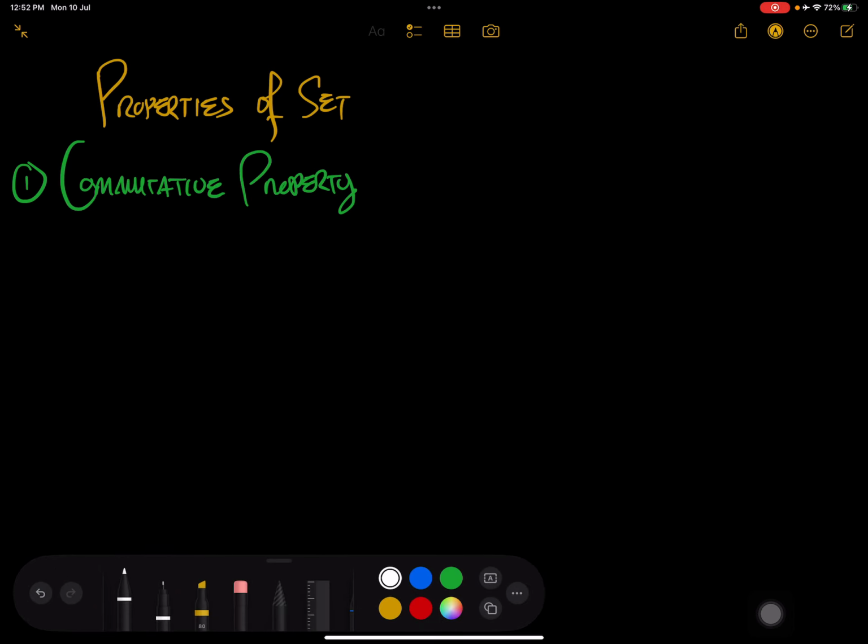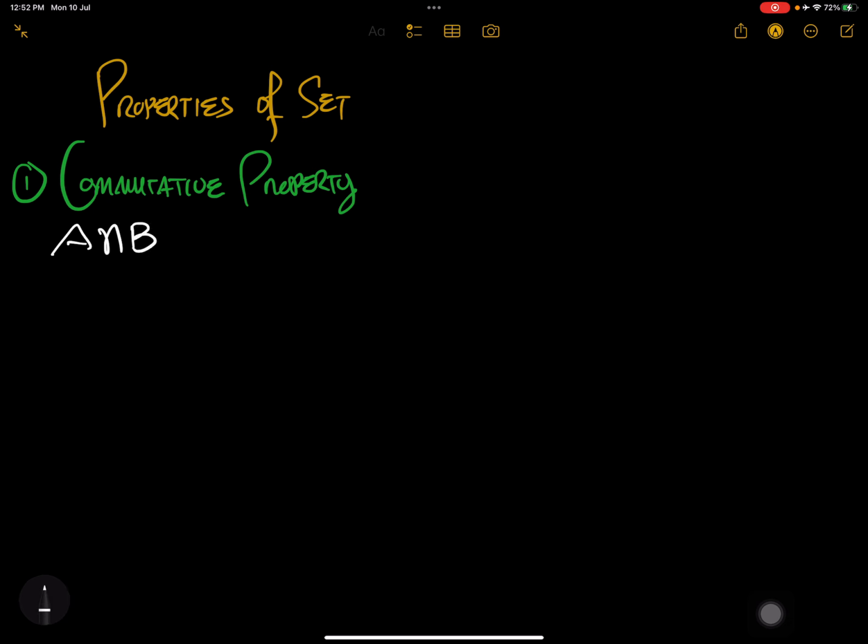And to conclude that property, we are saying that when we have A intersection B, it should be the same as B intersection A. That means order doesn't matter, or the arrangement doesn't matter whether B is here or A comes first. We are going to get the same thing, especially if it's an intersection. The intersection is common among them. Then A intersection B will always be equal to B intersection A.